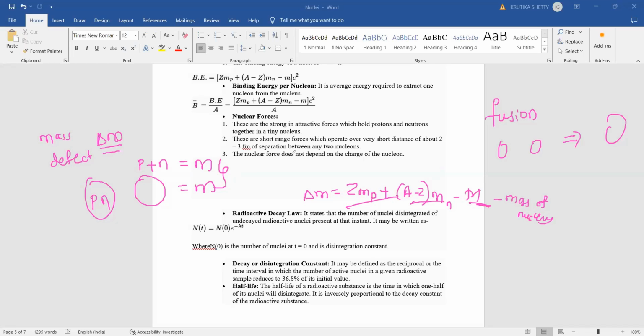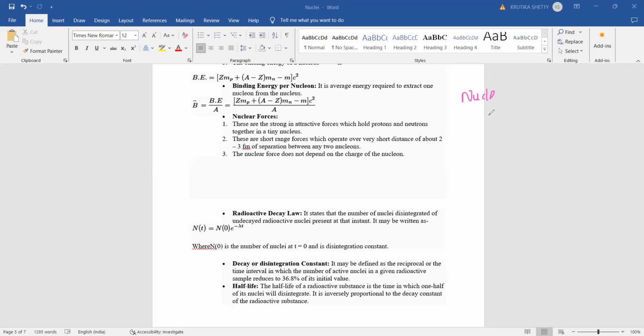Next is the nuclear binding energy. In radioactivity, at the end we are discussing nuclear binding energy. So what do you mean by nuclear binding energy? Nuclear binding energy is defined as the minimum energy required to break the nucleus into its constituents. This minimum energy is called the nuclear binding energy.